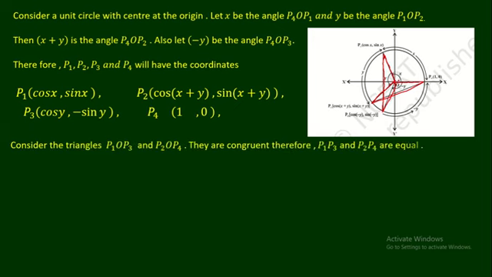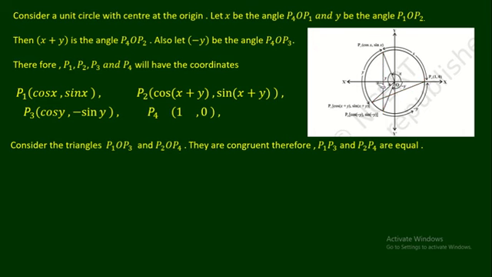Consider the triangles P1OP3 and P2OP4. They are congruent, therefore P1P3 and P2P4 are equal. I'll show you. P1P3 and P2P4 are equal, because in congruent triangles the sides are equal. P1P3 side is equal to P2P4 side. So I have written that here, friends. That is a must in the explanation part.